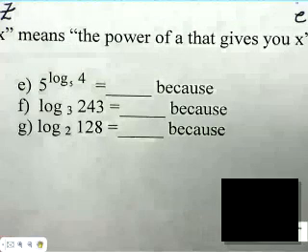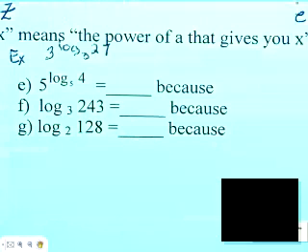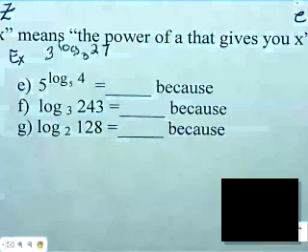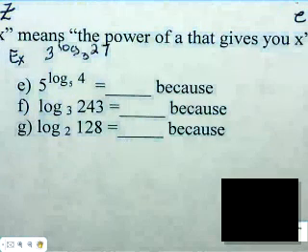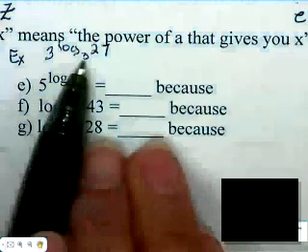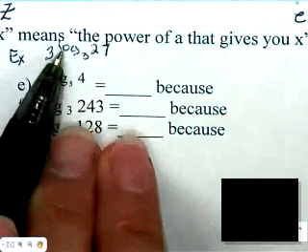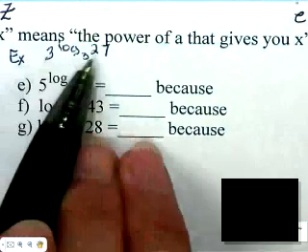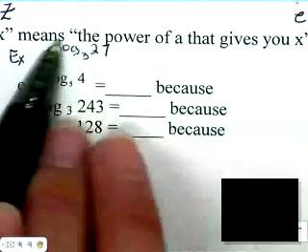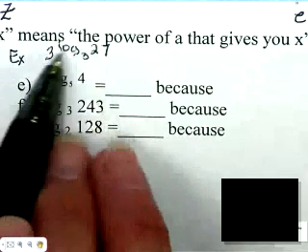Let me make up another one right here. What if I said 3 to the log base 3 of 27? What's log base 3 of 27? What is the exponent of 3 which gives me 27? That's 3. So what do I get if I raise 3 to that power? You told me this exponent equals 3. So 3 to the third gives me 27.